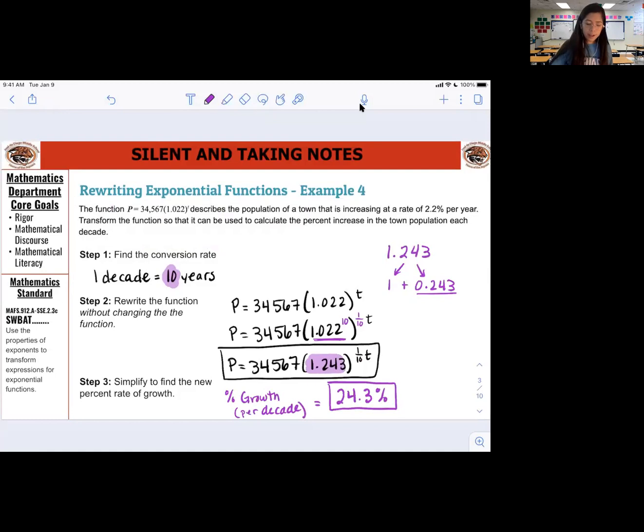So every year, let me go back to the original one. Each year, it only grows by 2.2% per year. But over a whole decade, that number increases a lot, right? Because we're measuring a much larger amount of time.